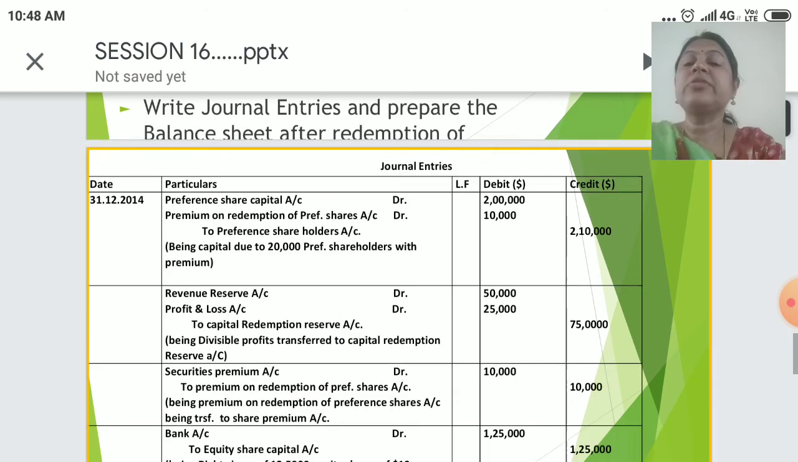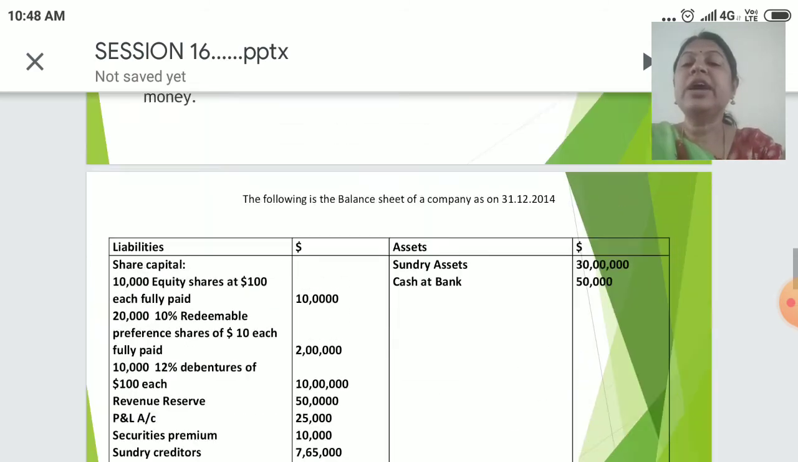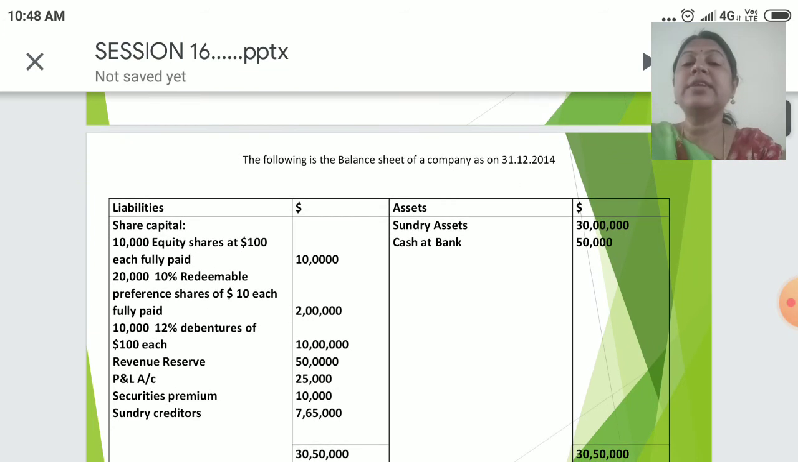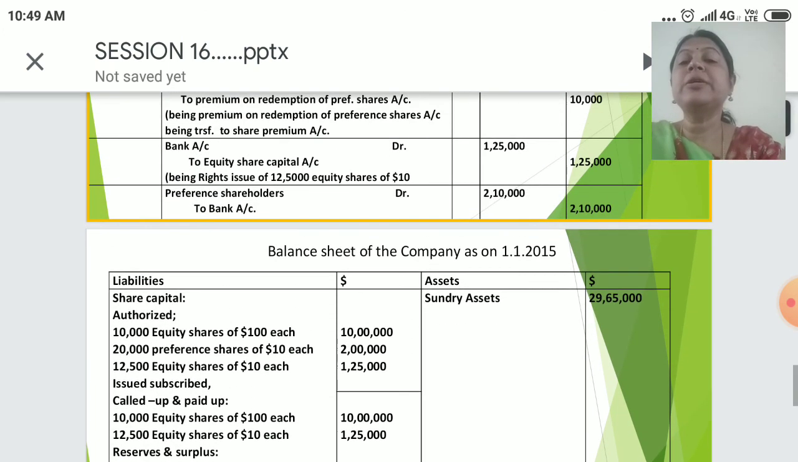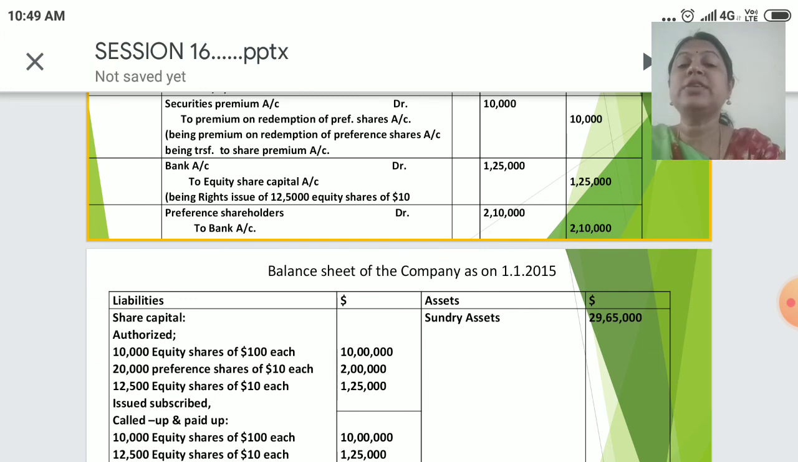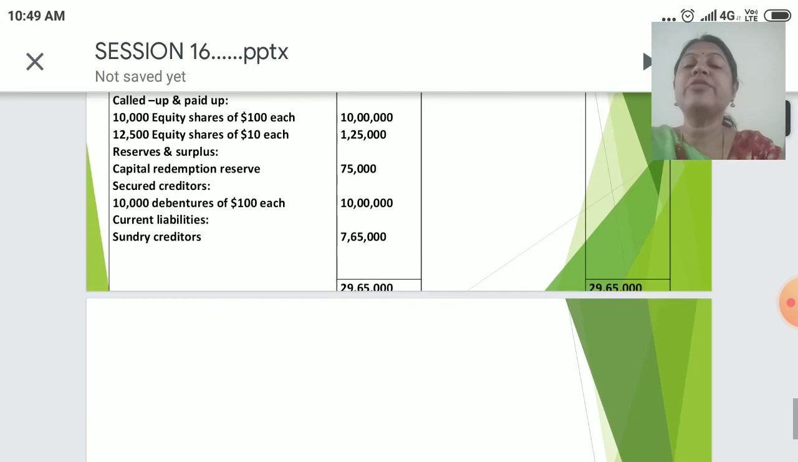Then we'll have the asset side. You have sundry assets. We had assets like 30 lakhs and then 50,000 cash. This 50,000 cash and also some of the asset value has been used to repay the preference shareholders to the extent of 2 lakh 10,000, and the balance in sundry assets would be 29 lakh 65,000.